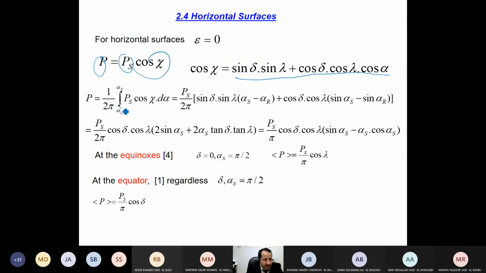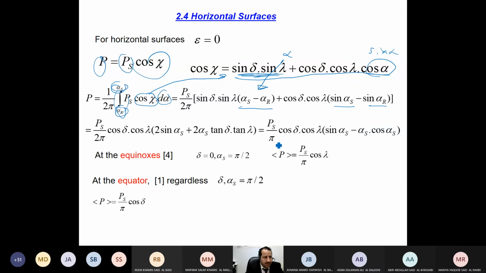When we integrate from sunrise to sunset hour, we substitute cosine X here and integrate with respect to our angle. Is there any hour angle in this term? No, there is no hour angle, so it will be multiplied by alpha. Is there any hour angle here? Yes, there is cosine alpha. When we integrate, it will be sine alpha. Now, when I substitute from sunrise to sunset, you can see this alpha will be alpha sunset minus alpha sunrise, and this sine alpha S minus sine alpha R.